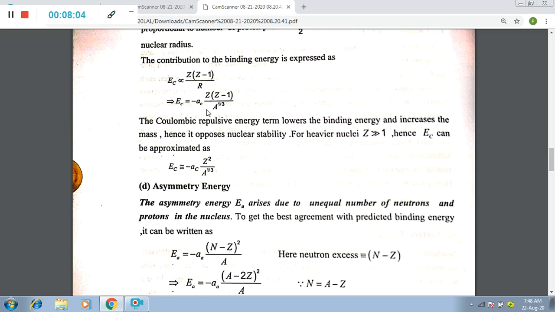For heavier nuclei having Z much greater than 1, EC can be approximated as EC equals minus AC Z square upon A raised to power 1 by 3, meaning Z into Z minus 1 can be approximated as Z square. The next term which contributes in binding energy is the asymmetry energy.